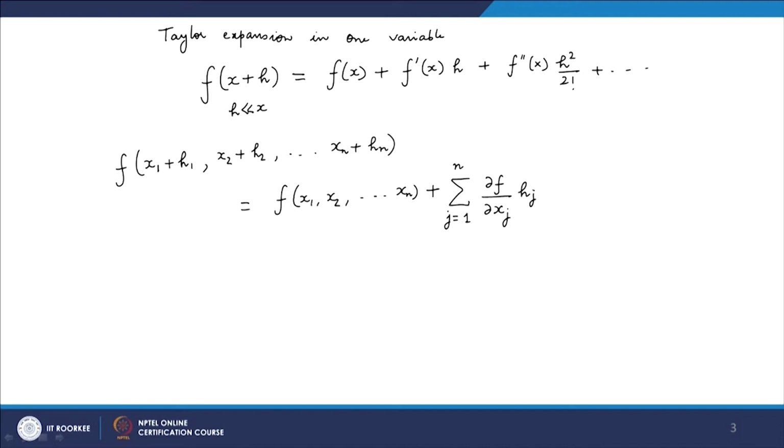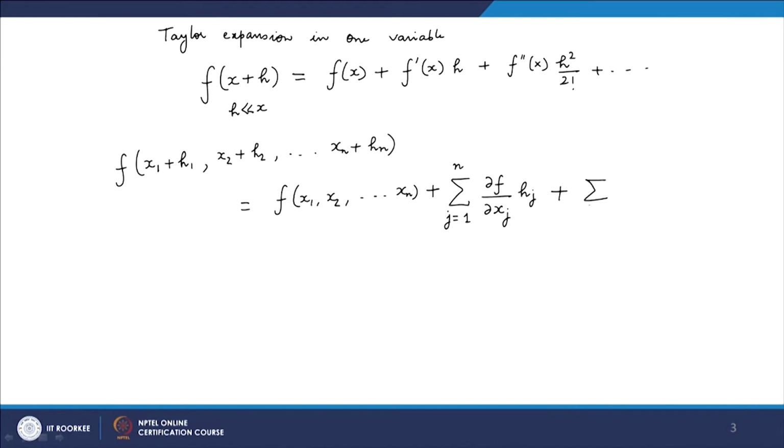The same idea now applies to the second order derivative. Now, second order derivative, if you think about it, is basically two first order derivatives. So, now I can apply a first order derivative with respect to any of these x, and then I can apply the second derivative with respect to any of the other x. So, what this comes out to be is basically two sums, j equal to 1 to n and l equal to 1 to n, dou 2f by dou xj dou xl, hj hl by 2 factorial.